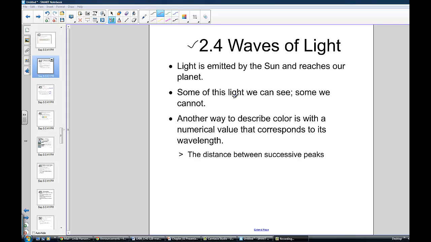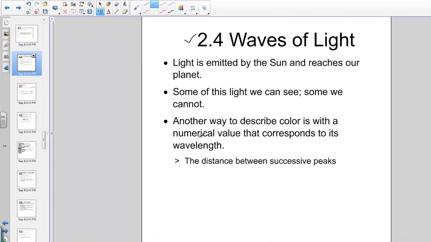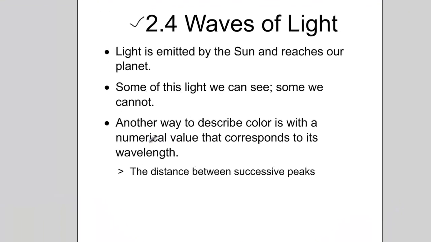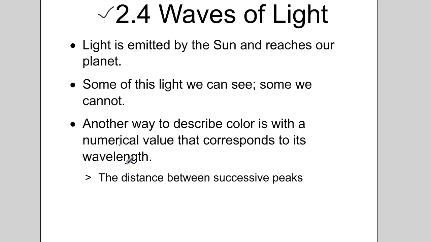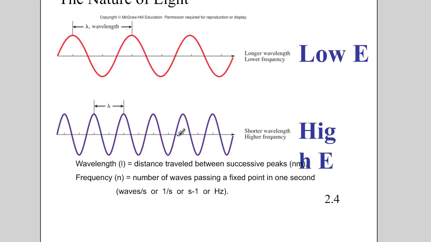Some of the light we can actually see in what's called the visible spectrum, but many components of the electromagnetic spectrum are invisible to our eye. We describe light by color, but along with that comes a numerical value that corresponds to its wavelength. Let's take a peek at light in terms of its energy. Light is indeed a form of energy, and it travels in a wave fashion.